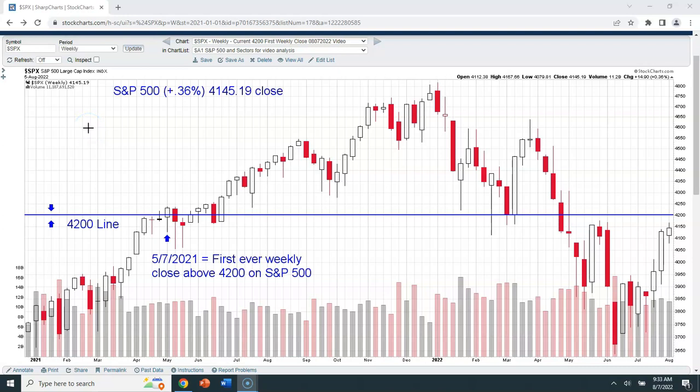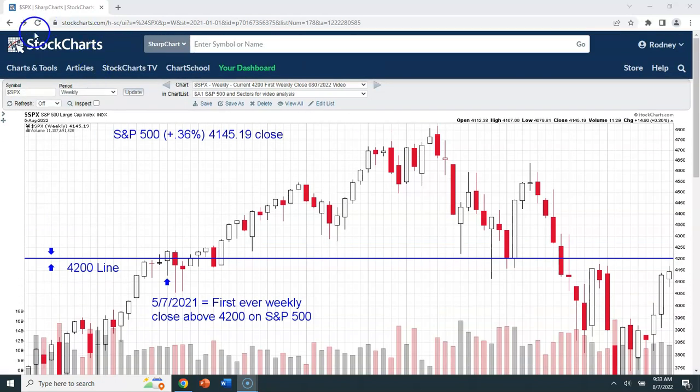Today we will be doing technical analysis on the S&P 500 for the week ending Friday, August 5th, 2022. And for this analysis, we will be using stockcharts.com.